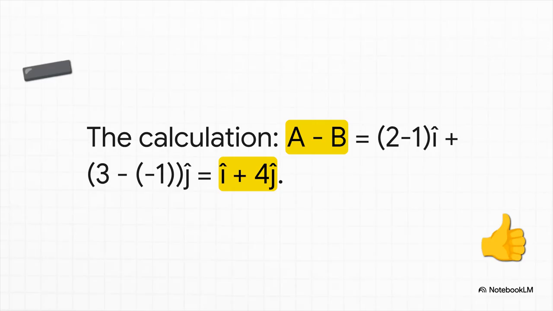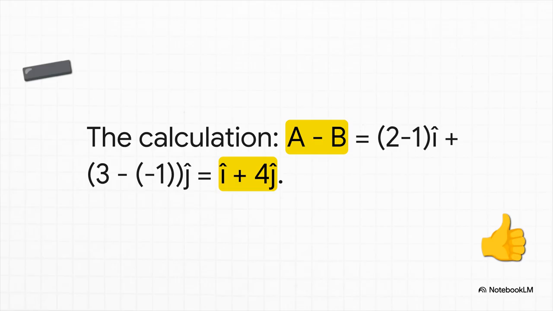So now we can solve a minus b just like an addition problem. We take the x components, 2 minus 1, that gives us 1. For the y components, we have 3 minus -1. And hey, be careful with that double negative there. That becomes 3 plus 1, which is 4. So our final answer is 1i plus 4j.